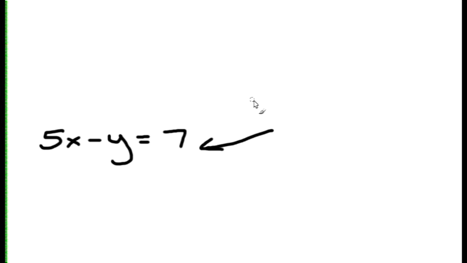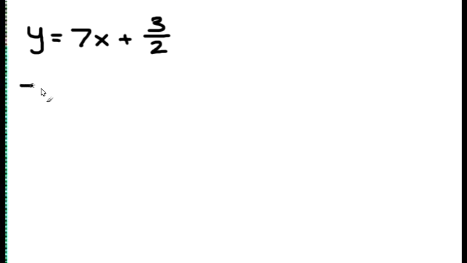So let's try another one now. So let's say we have y is equal to 7x plus 3/2. So now we have to start like we did before. We have to subtract 7x from both sides. So now we have -7x plus y is equal to 3/2.